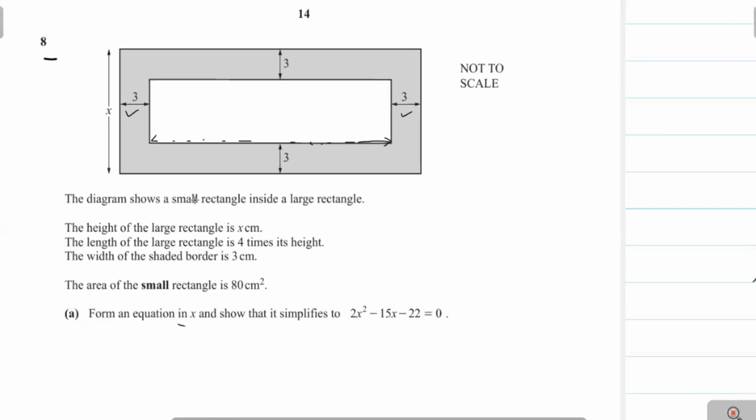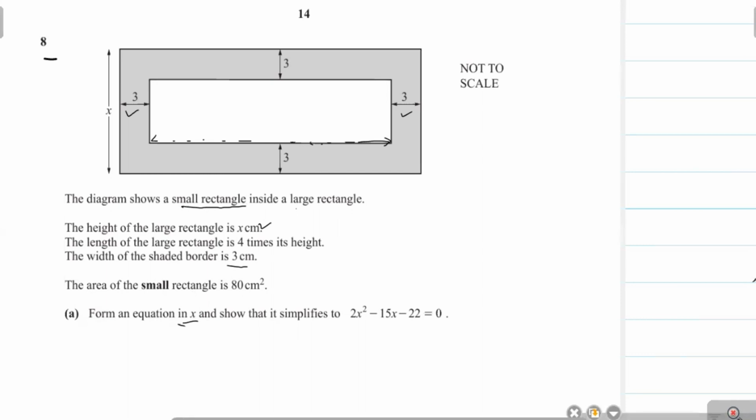Question number 8. The diagram shows a small rectangle inside a large rectangle. The height of the large rectangle is x centimeters. The length of the large rectangle is 4 times its width. The width of the shaded border is 3 centimeters. The area of the small rectangle is 80 square centimeters. Form an equation in x and show that it simplifies to 2x squared minus 15x minus 22 equals 0.